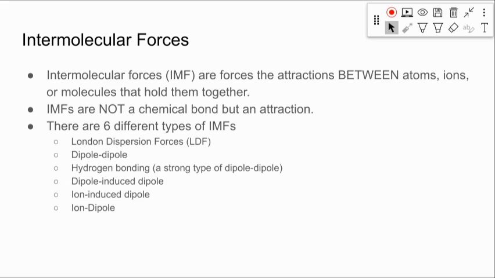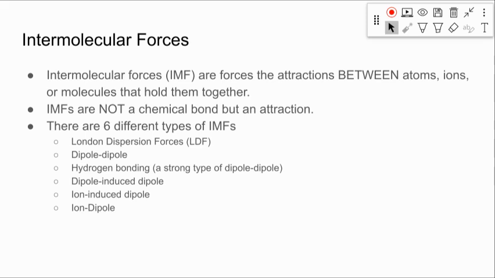An intermolecular force is a force between atoms, ions, or molecules. These are not chemical bonds. We almost always simplify these down to IMF. So instead of writing out intermolecular forces every time, I usually write IMF. It makes life go a lot faster. IMFs are not a chemical bond. They are not sharing electrons or transferring electrons. There's no sea of electrons. It is not a bond.